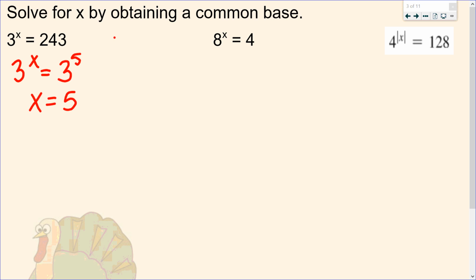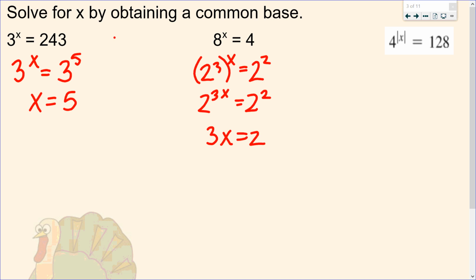Okay, so let's try the next one. 8 to the x equals 4. 8 and 4 can both be written as powers of what number? 2. 8 is 2 to what power? 2 to the third, and then there's still that x there. And 4 is 2 to what power? 2 squared. What do I do with that 3 and the x if they're separated with parentheses? That's one of our exponent rules. Multiply. So I have 2 to the 3x equals 2 to the second. The only way for that to be true is if 3x equals 2. And then my answer is x equals what? 2/3.